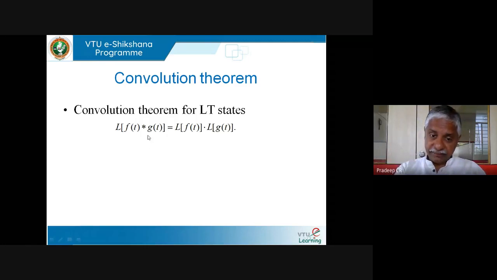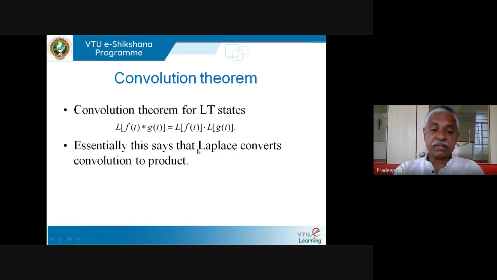So L of f star g is LF into Fg. In our usual notations, L of f star g is capital F of S into capital G of S. That's the notation. So essentially, that's what this says. Laplace converts convolution to product.